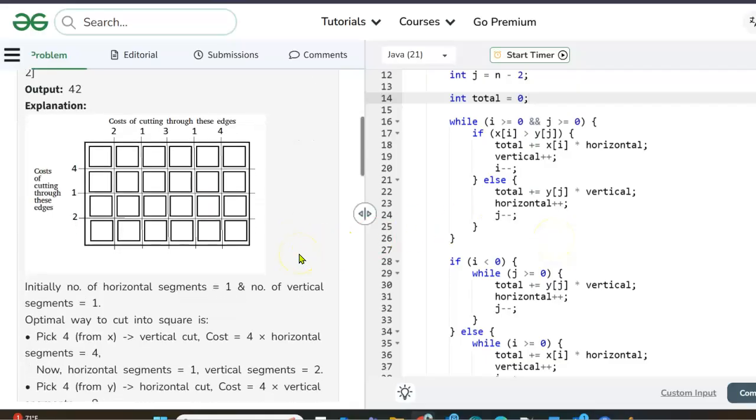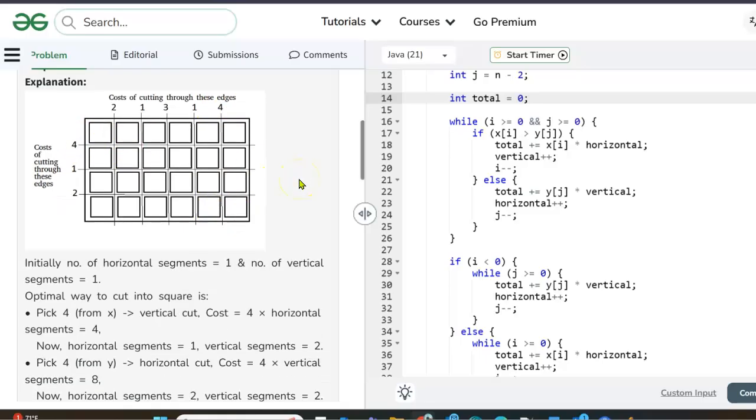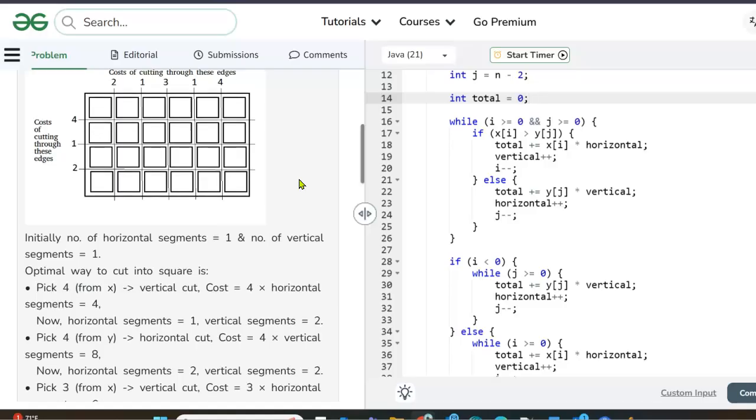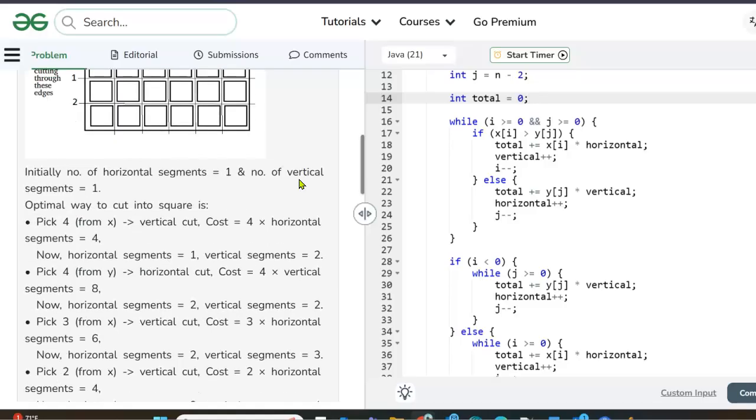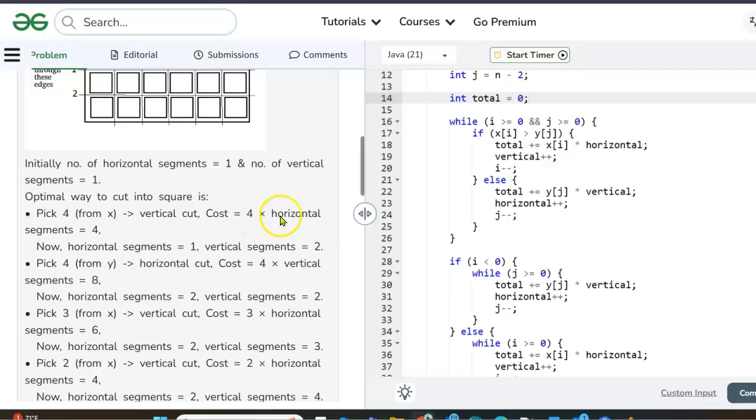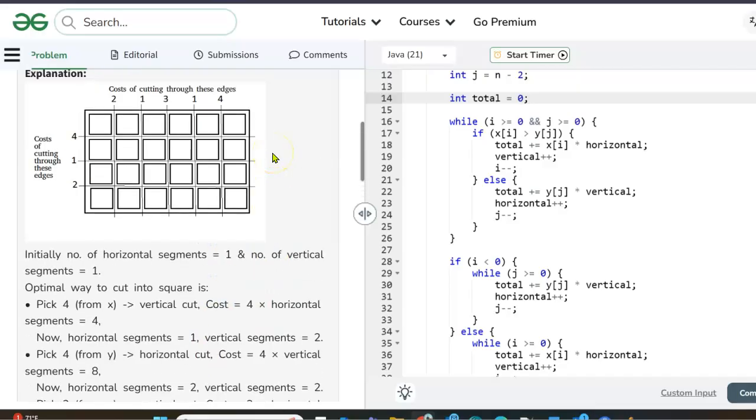What if it's a tie? It doesn't matter. For example, we have a vertical cut here for a cost of 4. We have a horizontal cut here for a cost of 4. Which one do we pick first? Well, it doesn't matter. Whichever one we pick first is going to be 4 times 1. Whichever one we pick second is going to be 4 times 2.